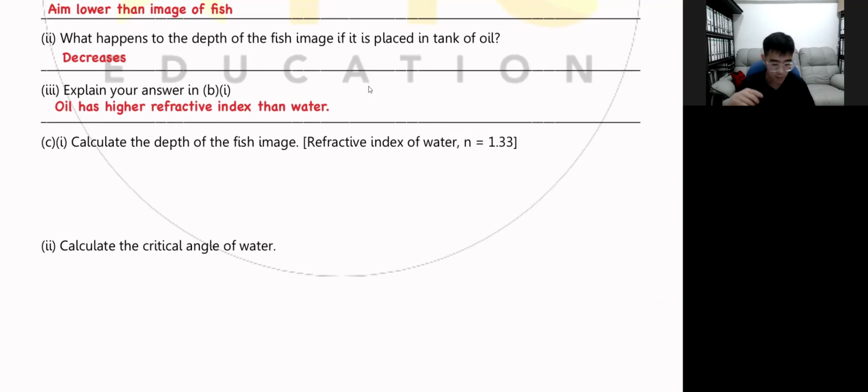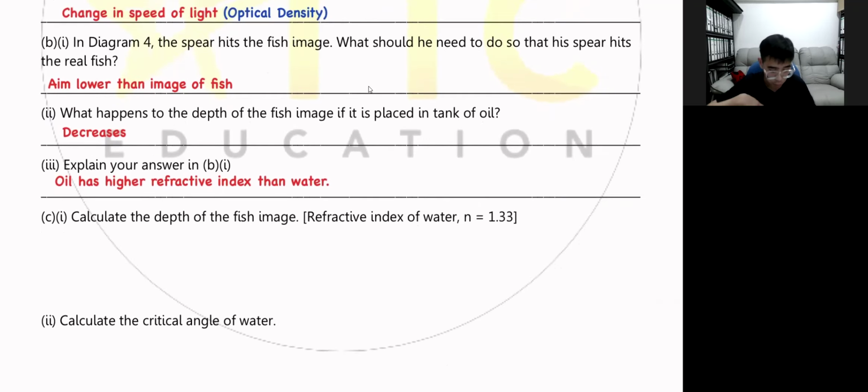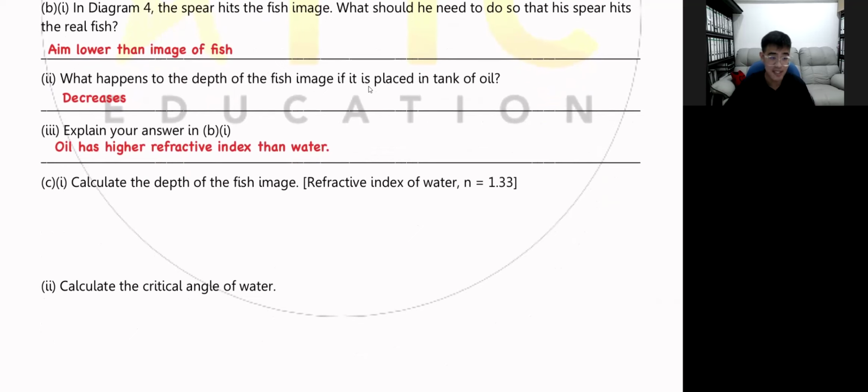So question C1, the question wants you to calculate the depth of the fish image. But now go back to water. Just now was oil, that one is in B2. But now you are in a new section already, section C. So the question says, now if the fish goes back to the water, what will be the depth of the fish image? How deep the fish will appear to be to the person when the person looks at the image of the fish? How deep is the depth of the image of the fish?